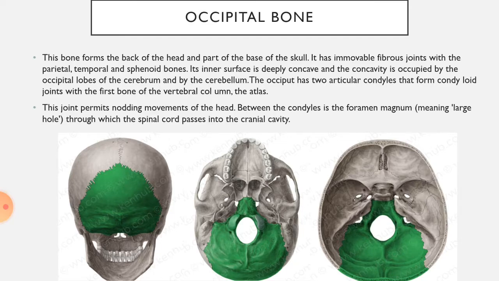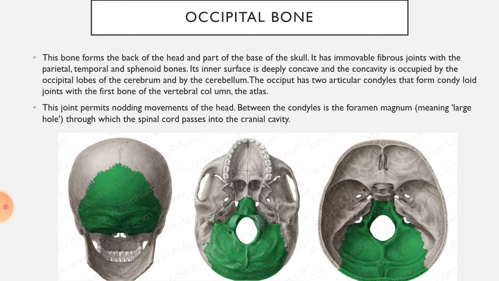Next is the occipital bone. This bone forms the back of the head and part of the base of the skull. It has immovable fibrous joints with the parietal, temporal, and sphenoid bones. Its inner surface is deeply concave, and the concavity is occupied by the occipital lobes of the cerebrum and by the cerebellum. The occiput has two articular condyles that form the condylar joints with the first bone of the vertebral column, the atlas.